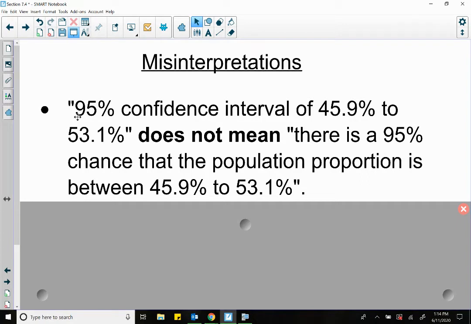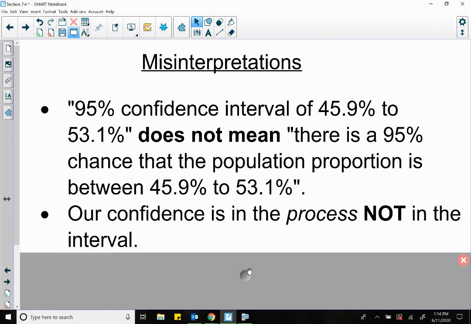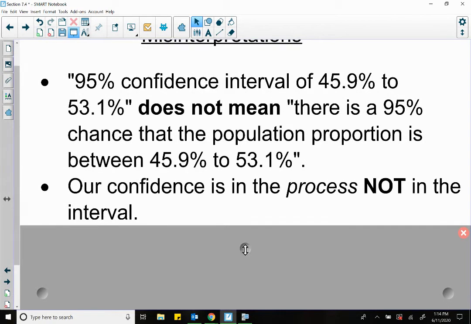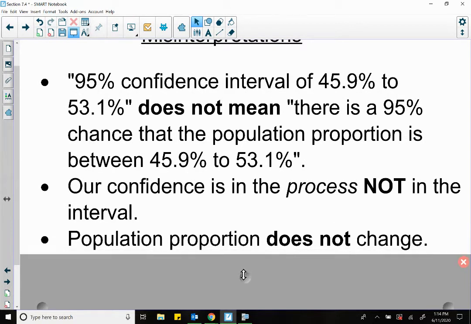That confidence level is about our method, not the results. And remember that the population proportion does not change. So if you interpret it as 95% of the time the population proportion is in here, that doesn't make any sense, because the population proportion, as we just said, does not change. I thought I had the piece where it says it does not change. There it is.